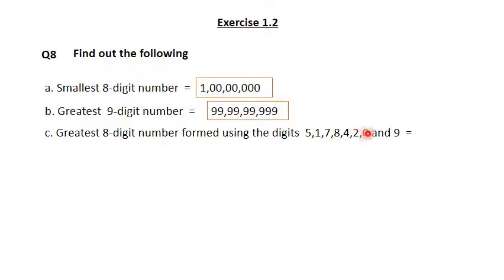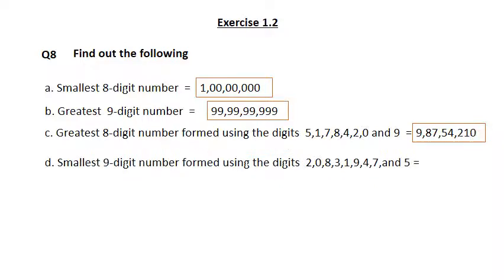Now let us see how to write the greatest 8-digit number formed using the digits. Now here the digits are given. Here 0 is also included. According to our rule, to form the greatest number, what do we have to take? We have to take the largest value at the extreme left, and the remaining digits we have to write in descending order. So your answer is, first we have written 9, which is the largest value, at the extreme left, then the remaining digits in descending order.